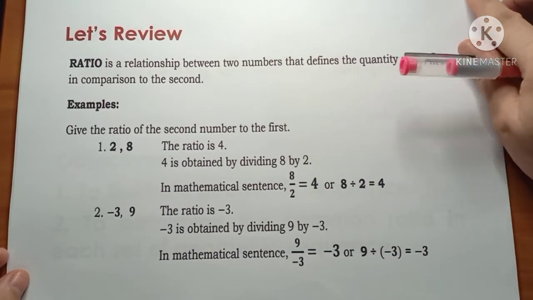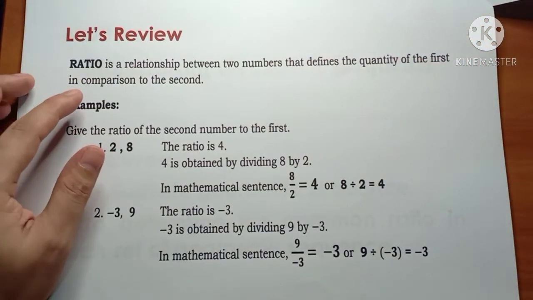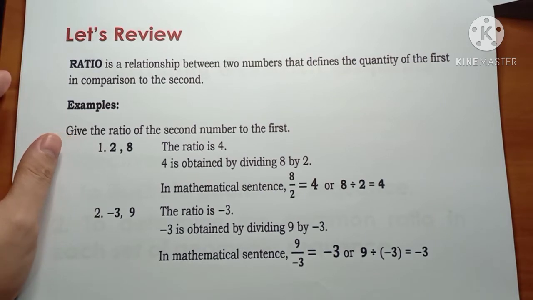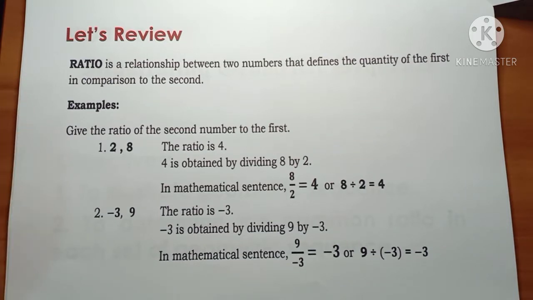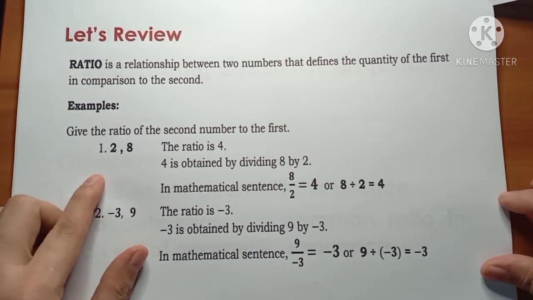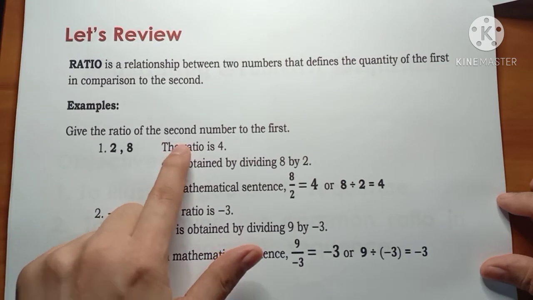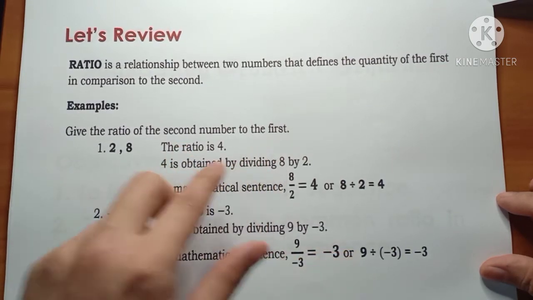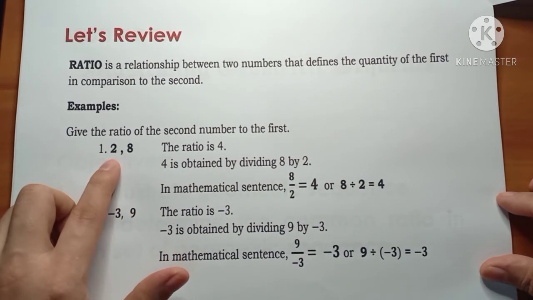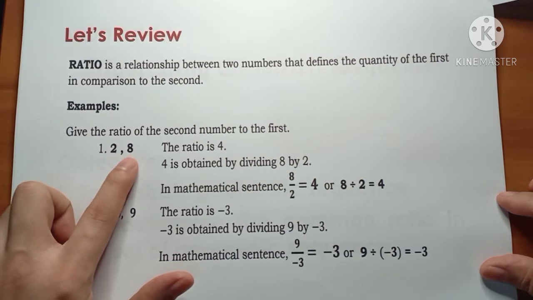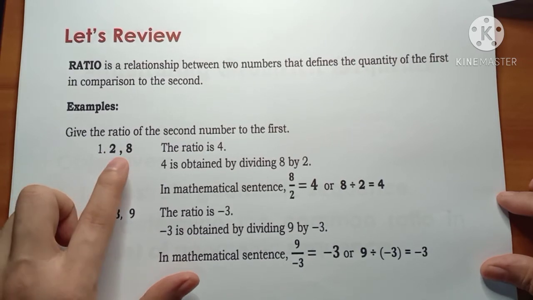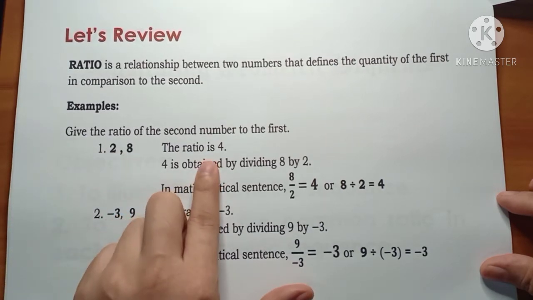So, alam naman natin na ang ratio ay isang relationship between two numbers that defines the quantity of the first in comparison to the second. So, example. So, para makuha natin ang ratio, i-divide lang natin ang second number sa kanyang first. So, for example dito, ang first term is 2 at ang second term ay 8. So, we have to divide 8 by 2. So, 8 divided by 2 is 4. So, the ratio is 4.